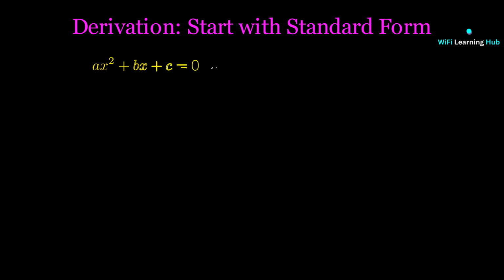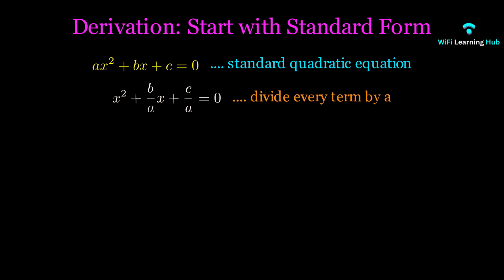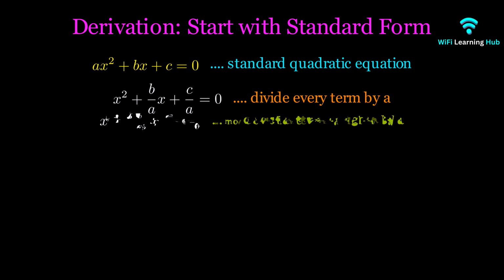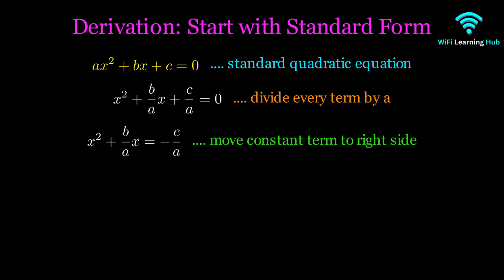We start with the standard quadratic equation, ax squared plus bx plus c equals 0. Now divide every term by a. This makes the coefficient of x squared equal to 1. Now move c by a to the right side. So the left side has only x squared and the x term.